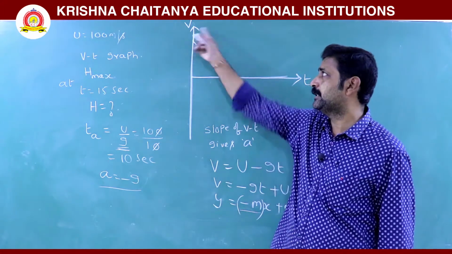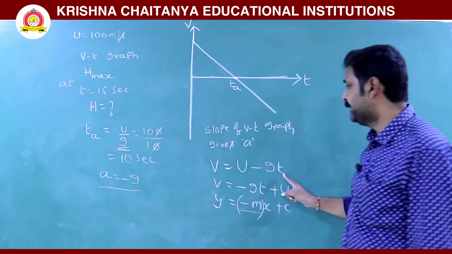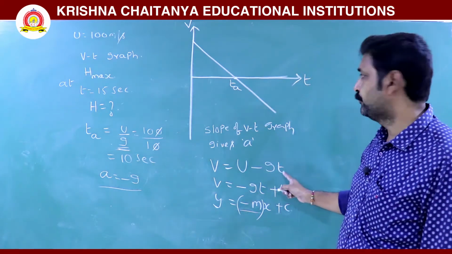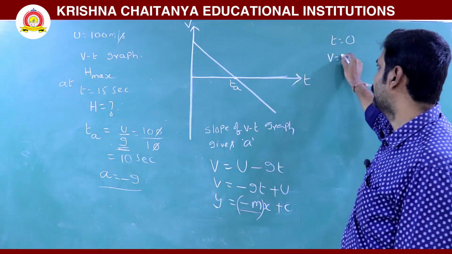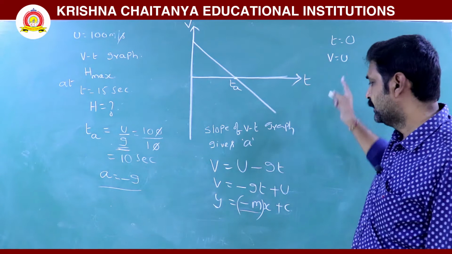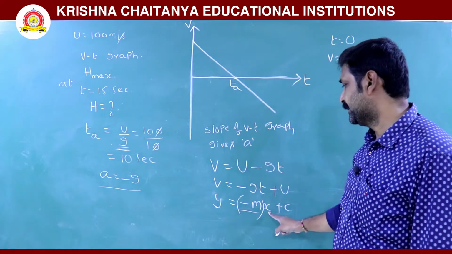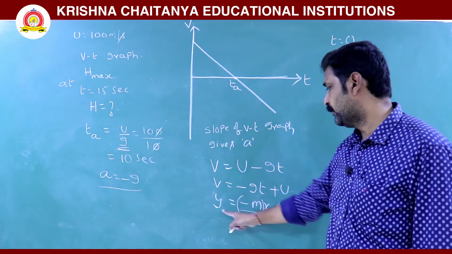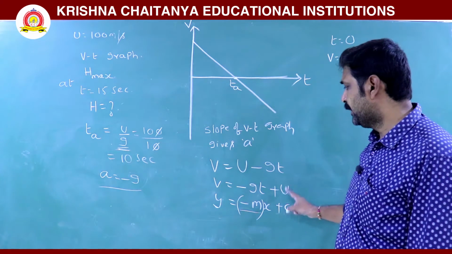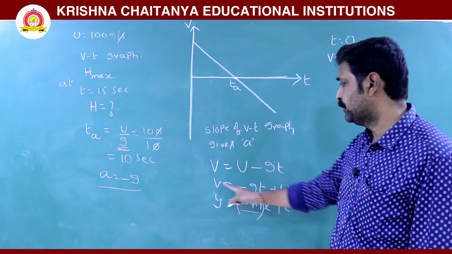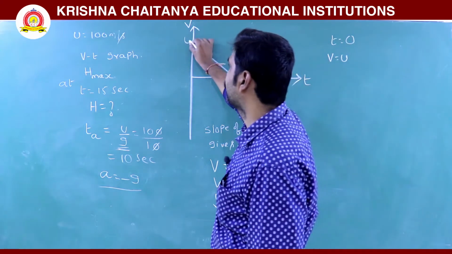So in the velocity time graph, this is the y-intercept. If you take t equal to 0, v is equal to u. Here t is the x coordinate. When x is 0, y is equal to c, that is the y-intercept. So what is the y-intercept? When t is equal to 0, v is equal to u. So the y-intercept is the initial velocity.